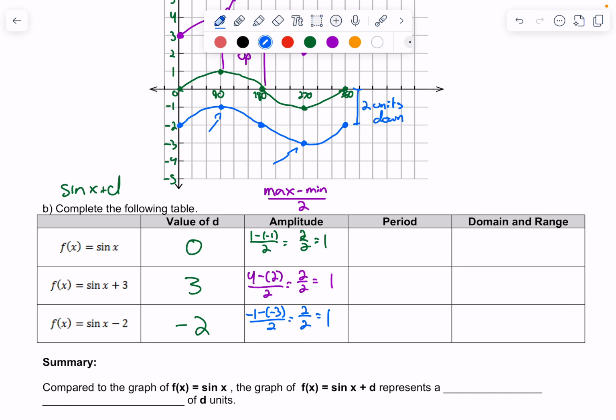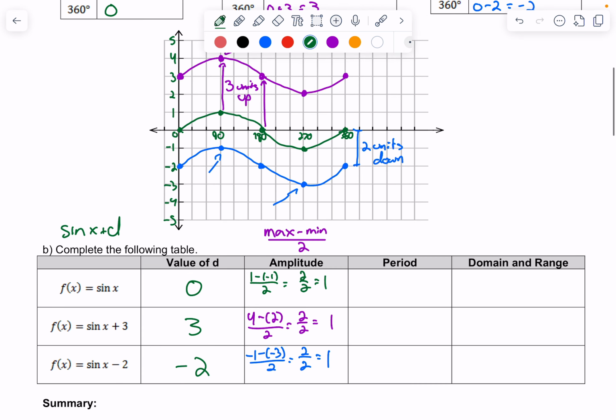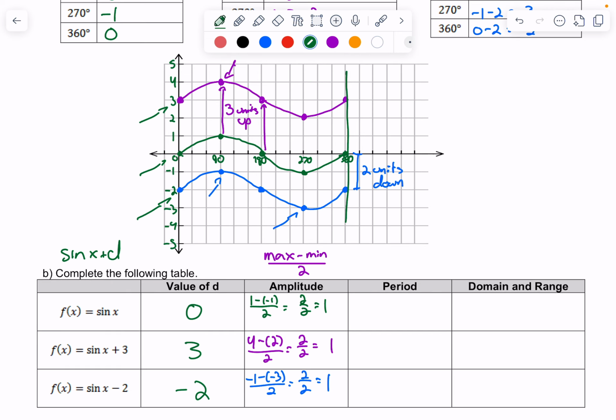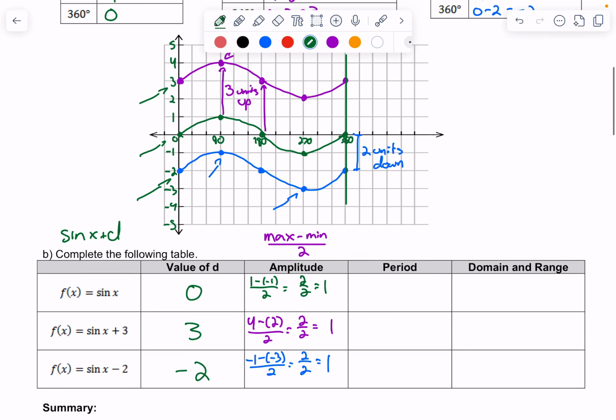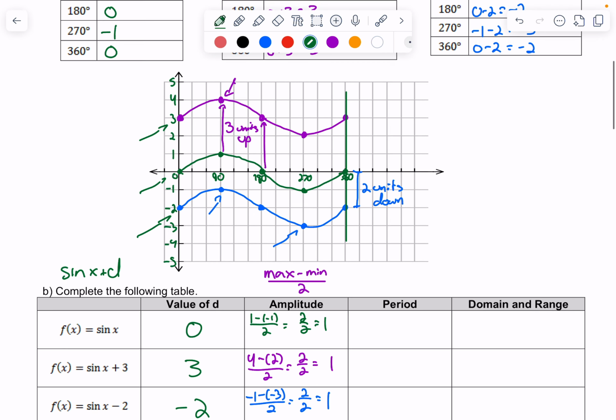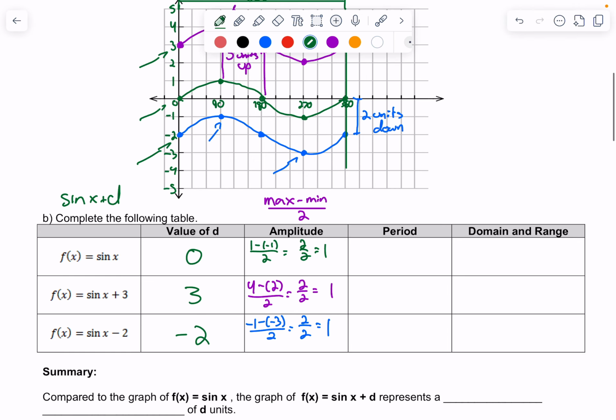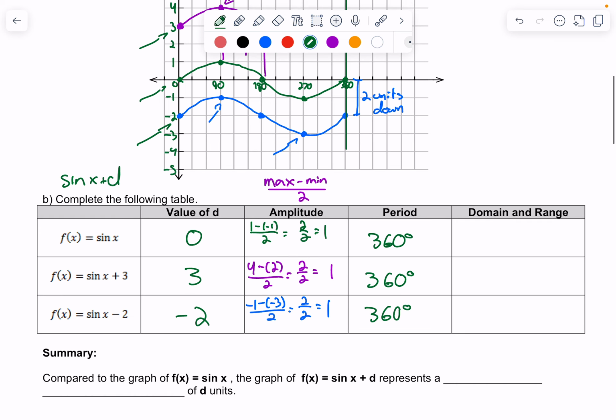Let's look at the period. Well, the start of our function is right here at 0 degrees on every one of these graphs, and it finishes right here at 360. So your one cycle, your period from here to here, is 360 degrees. So the period has not changed.